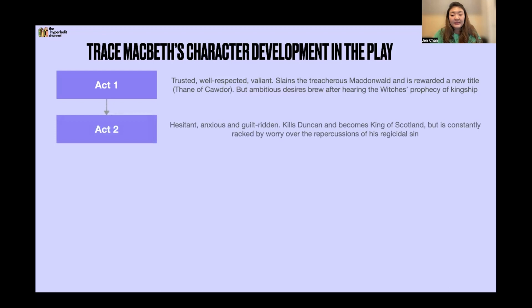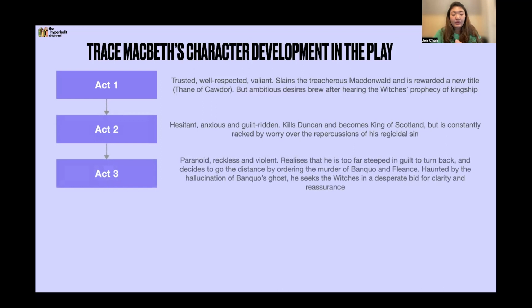But he is not given any sort of peace of mind because he's constantly racked by worry over the repercussions of his sinful action. And as we reach Act 3, his paranoia reaches a sort of climax as he becomes reckless and violent, but at the same time realizes that he's too far steeped in guilt to turn back, right? There's no turning back, even though he feels this incredibly crippling sense of guilt over what he's done. And so he decides to go the distance.